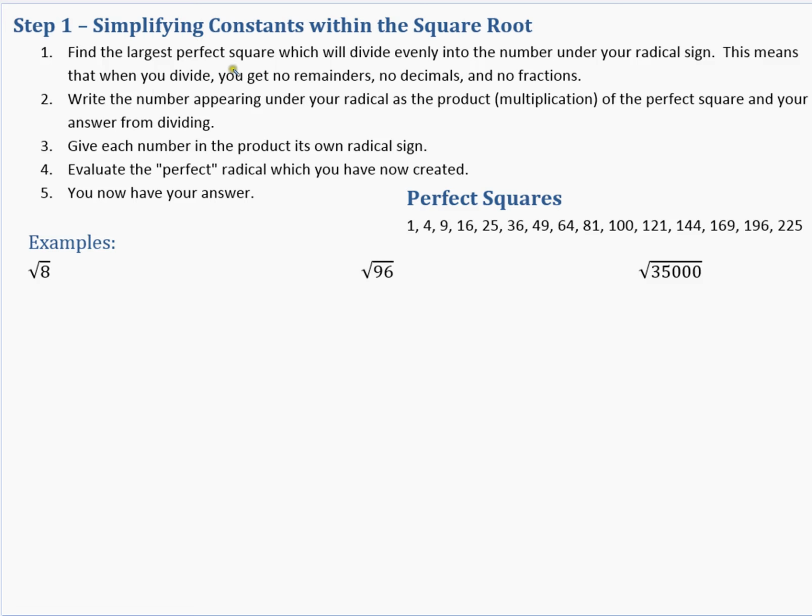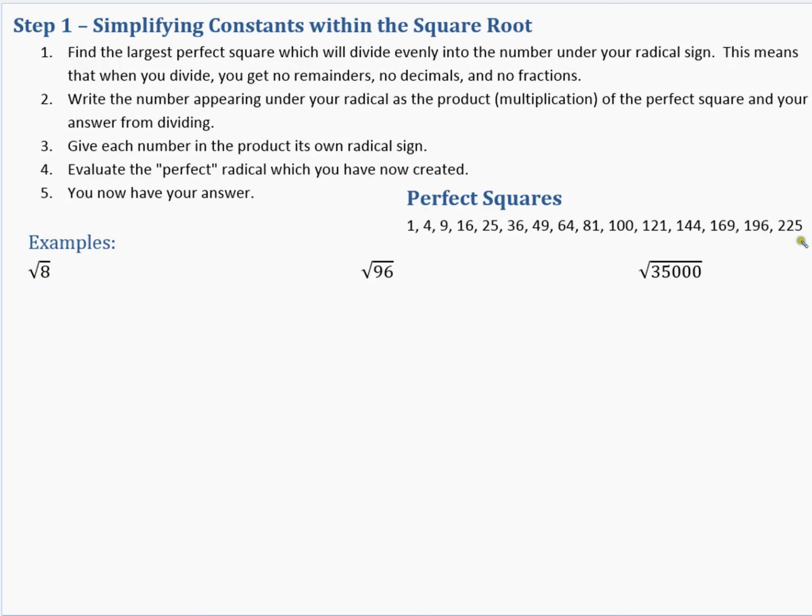Reading through these, hopefully they make sense to you. Some of you learn better by reading things, others by seeing things. So let's take a look here. First, find the largest perfect square which will divide evenly into the number under the radical sign. So I take 8. I want to find the largest perfect square that divides into 8.